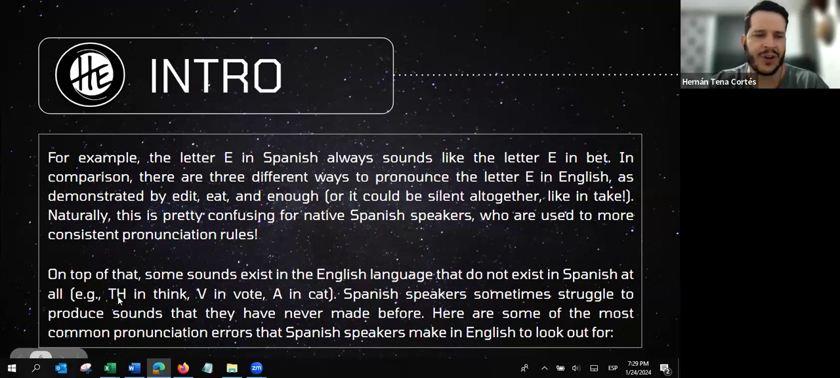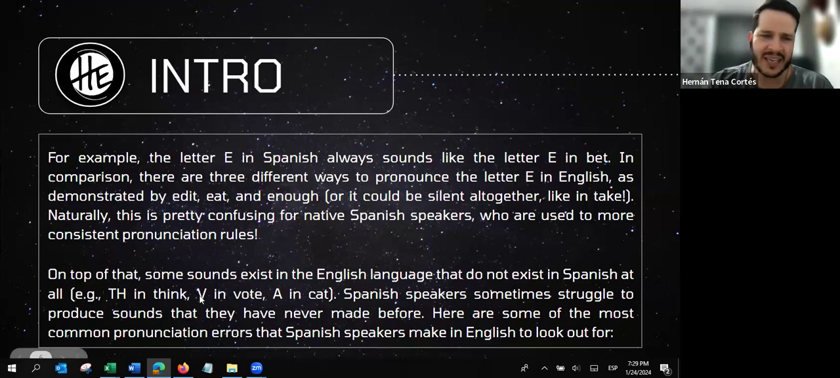Very good. And that's a very good point. What Jennifer said here, this TH in Spanish, we don't make that sound like in think. Maybe if you're from Spain, the Z, they do pronounce it like that. You know, they say corazón. So in Spain, they do produce this sound. But in other Spanish-speaking countries, they don't.